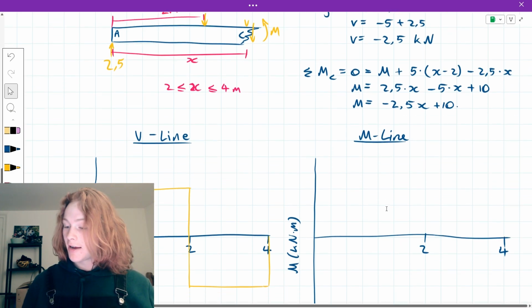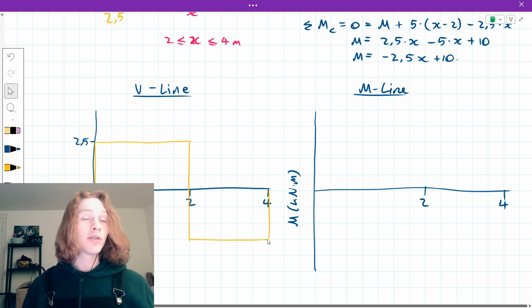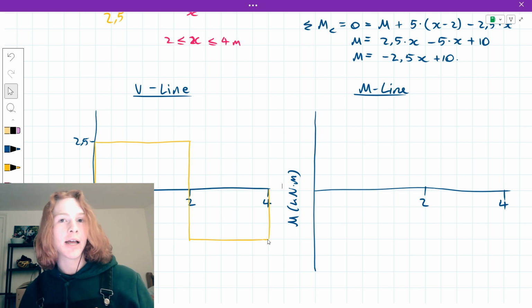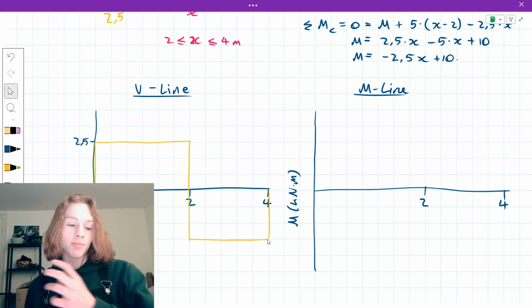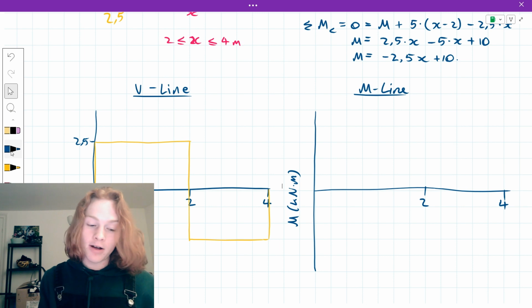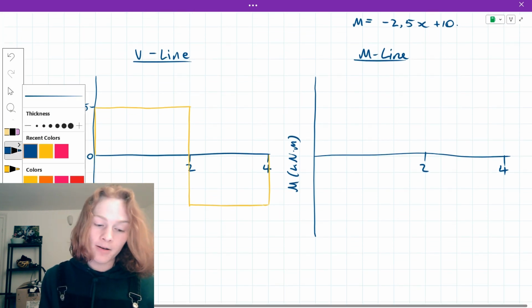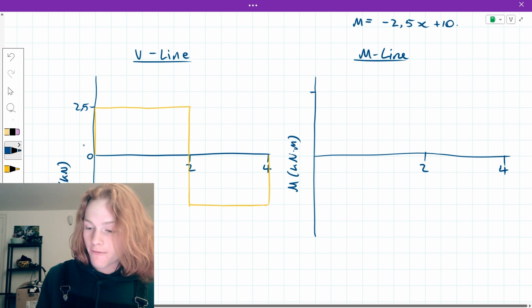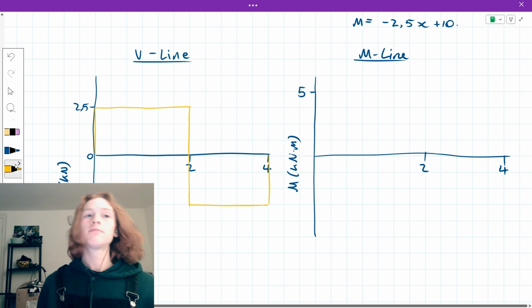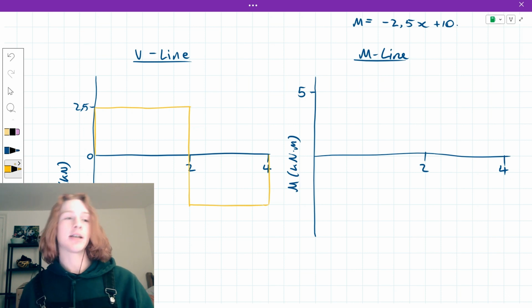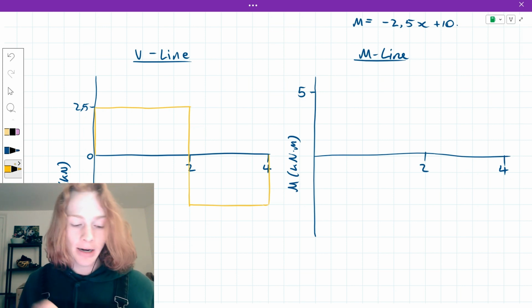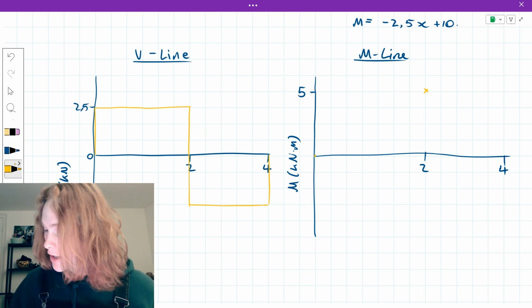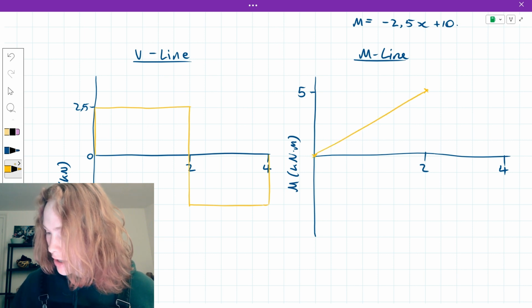Now, again, this first line, which we got from cut 1, only applies between 0 and 2 meters, meaning that the maximum length we can go is 2. So 2.5x means 2.5 multiplied by 2 gives us a maximum M value of 5. This is clearly a linear graph because it's 2.5x, not 2.5x squared or any other way it could not be linear. So we're going to begin at 0 and finish up here. We can just draw a straight line to connect the dots.